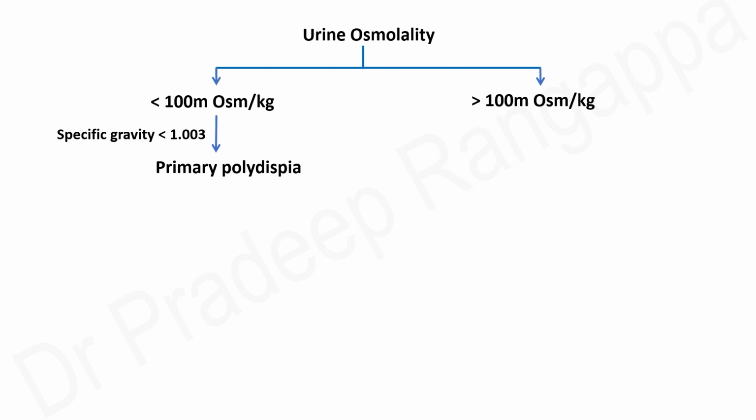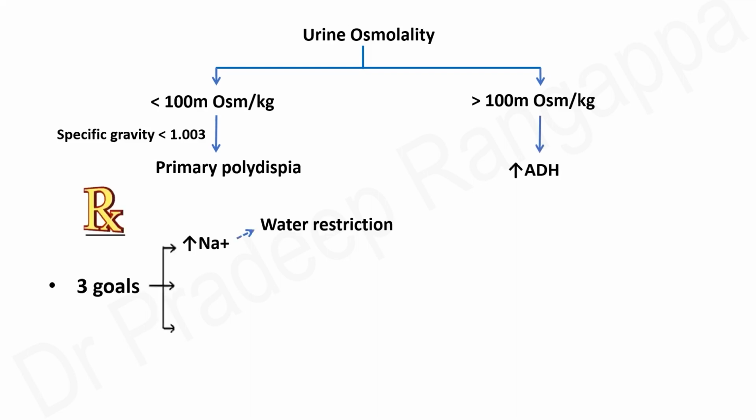If urine osmolality is more than 100 milliosmoles per kg, it means urine is being concentrated. Why is it being concentrated? Because there is an increase in the circulating ADH levels, which is retaining all the water, and the urine osmolality is more, and there is more concentrated urine coming out.